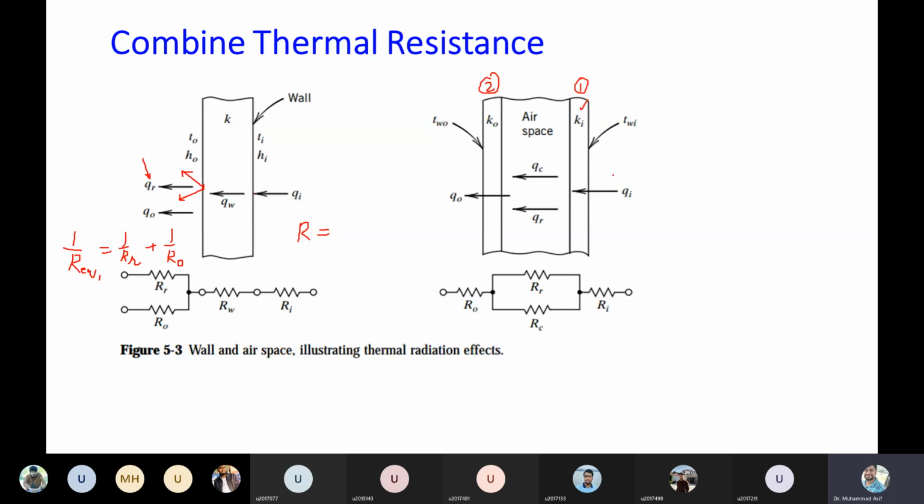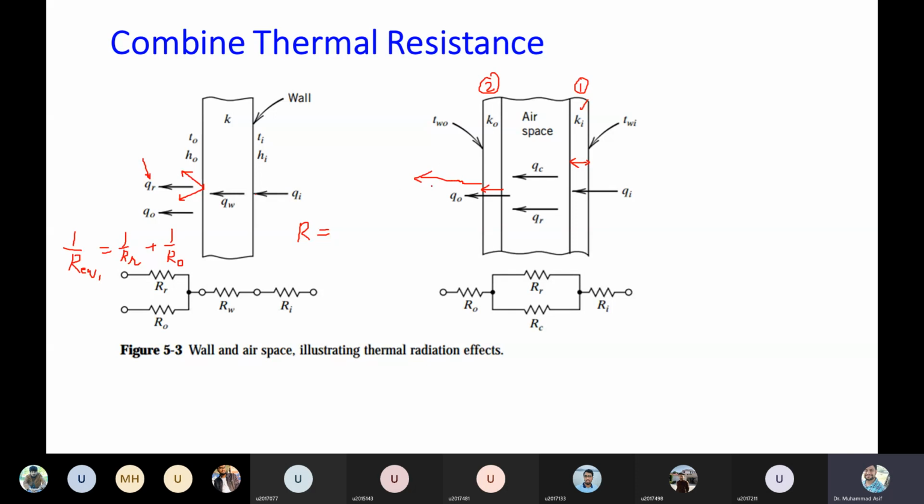So we'll have one resistance that is a convective resistance, let's say Ri, and then because of this one, the conduction, we'll have another resistance, the conduction resistance. Then the airspace will have two parallel resistances, one because of the convection, another one because of the radiation, and then we have the solid wall, again conduction, and then we have the convection, right?